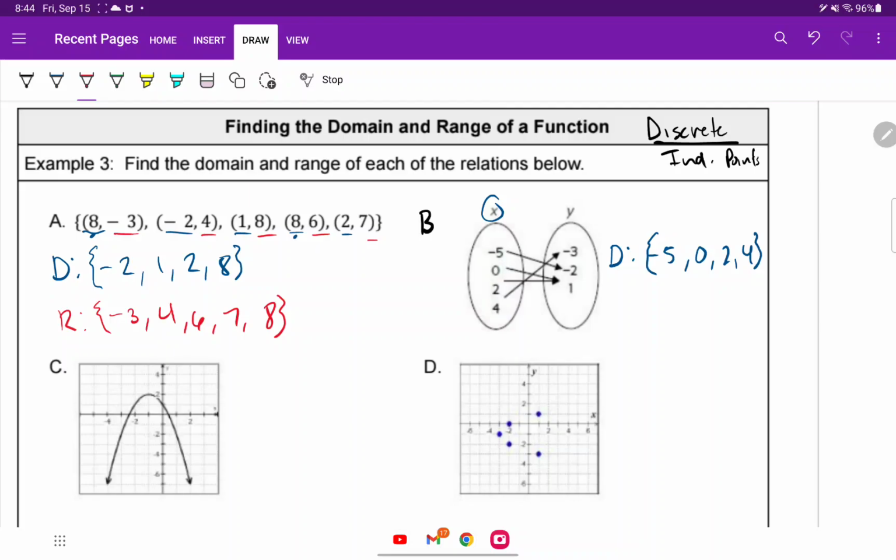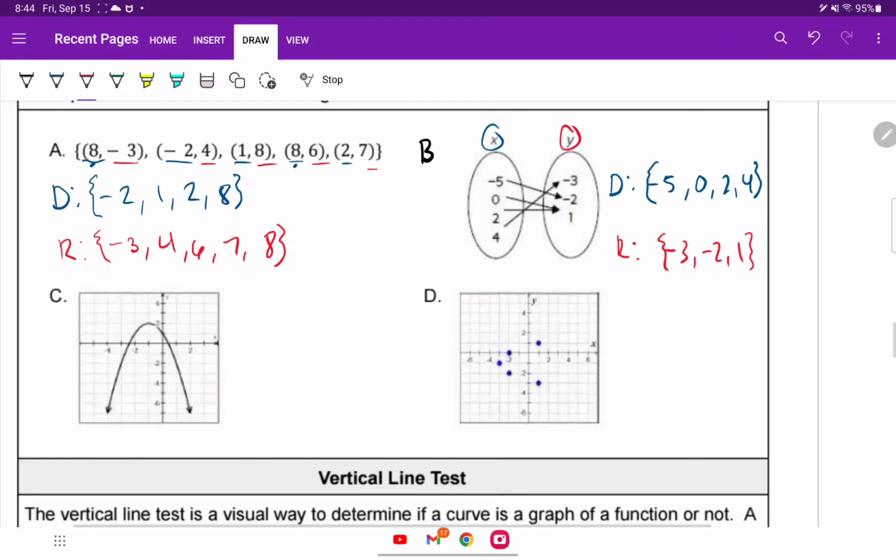And then for the range y, I look at the y column now, or the y mapping. And it's -3, -2, and +1. So even if there are multiple arrows, like the one has multiple arrows coming through it, I just write those numbers once, and that takes care of my range.